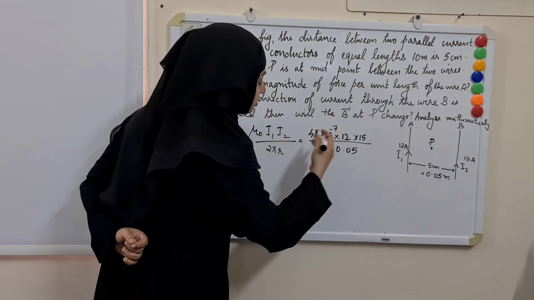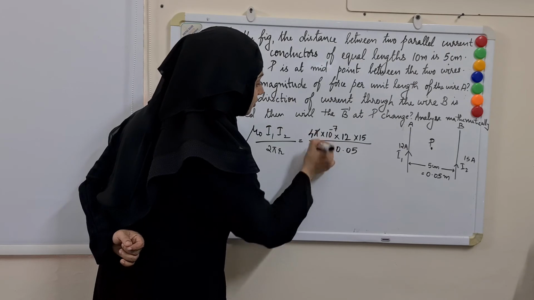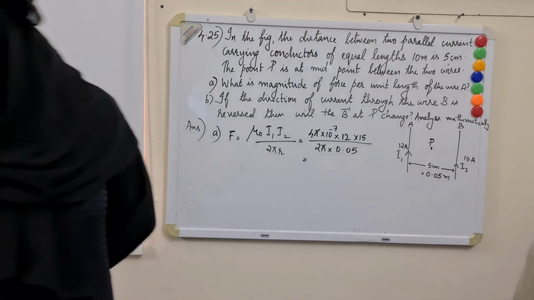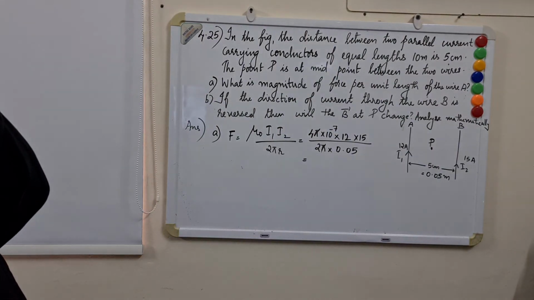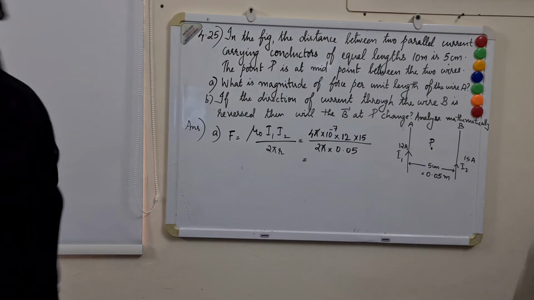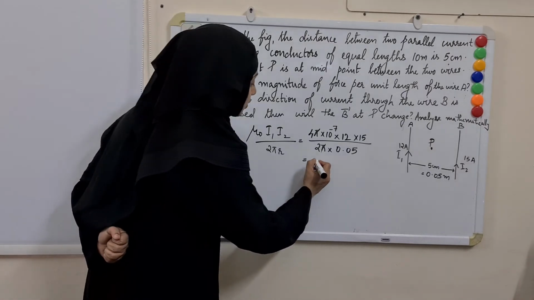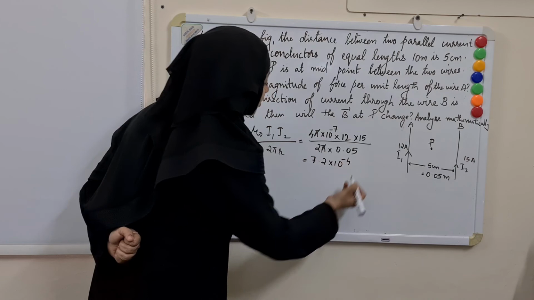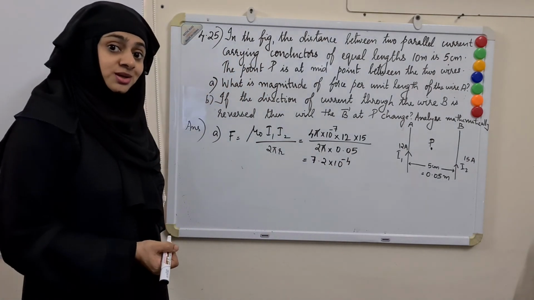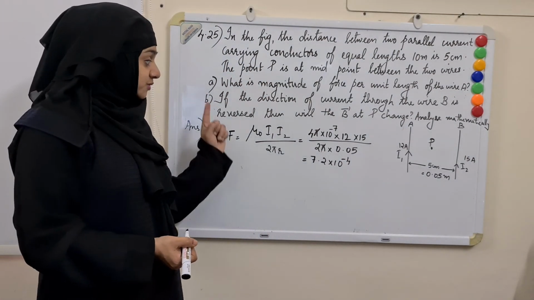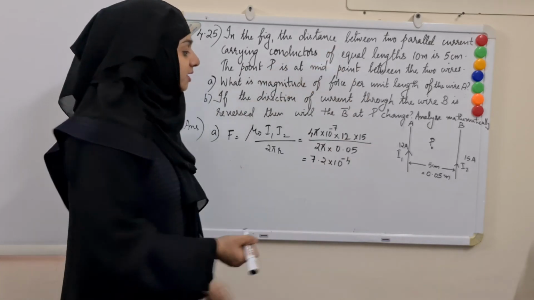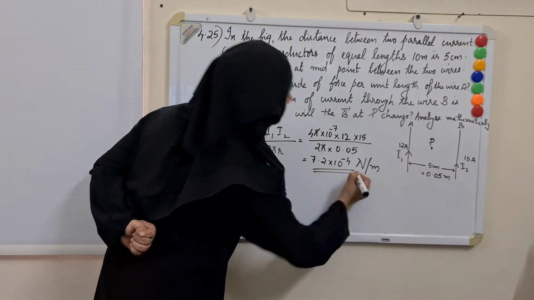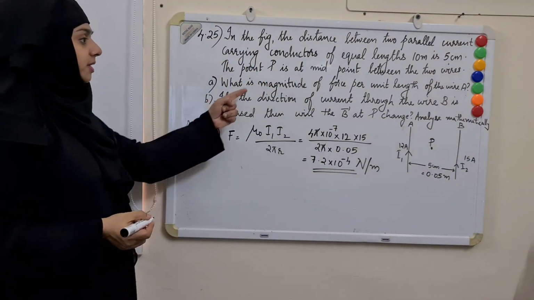So 0.05. You can use a calculator, of course. You do the calculation and you will get the value as 7.2 into 10 raised to minus 4. What will be the unit? Will it be Newton? It's force per unit length, so the unit will be Newton per meter. So this is the A part.